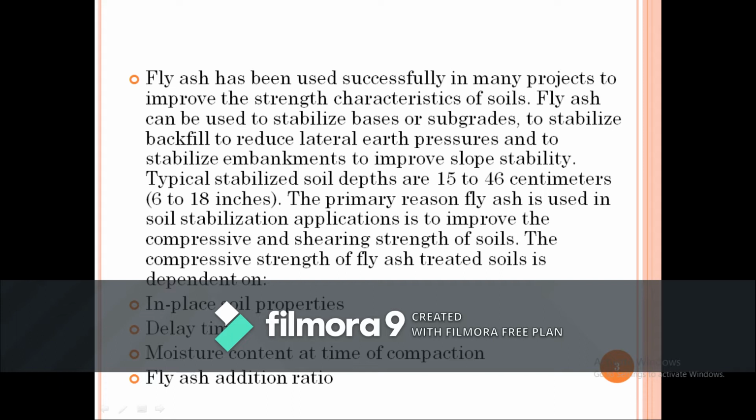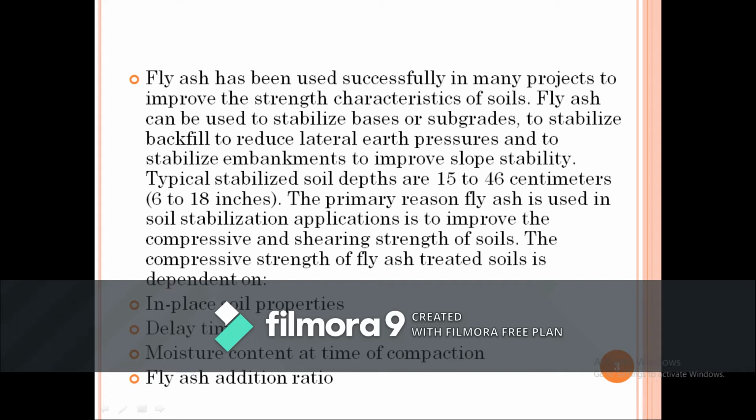See, wherever the strength characteristic is considered, it is mainly dependent upon the soil properties, and also it is dependent on the delay time, that is the amount of time that is taken for the reaction to take place, and how much water content is being added or how much moisture is present in the soil. So these are the main factors which control the fly ash reaction with soil.